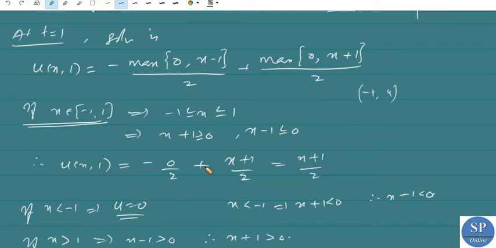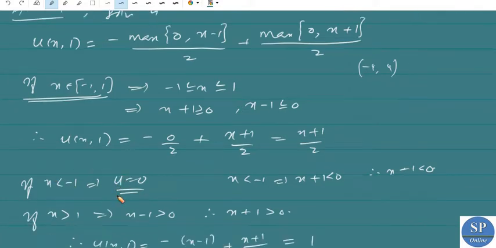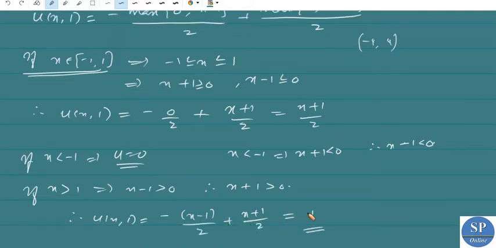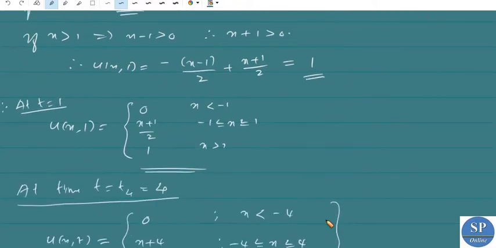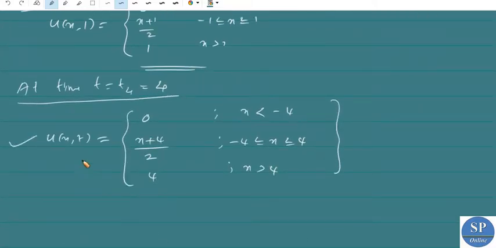In this minus 4 to 4, we will have u(x,4) is nothing but x plus 4 divided by 2, and when x less than minus 4, you have u equals 0, and x greater than 4, you will have u equal to 4 here. That is minus x minus 4 divided by 2 plus x plus 4 divided by 2, which will be 4. So you will obtain the solution, for x less than minus 4 it is 0, for x greater than 4 it will be 4, and for x between minus 4 and 4, including 4 and minus 4, the value of u is x plus 4 divided by 2.